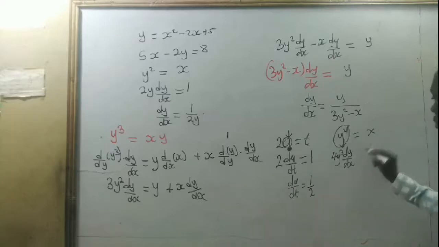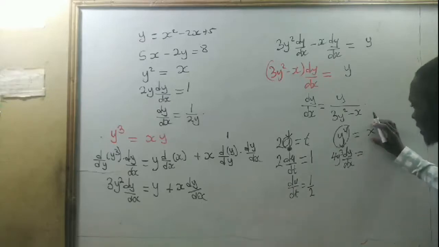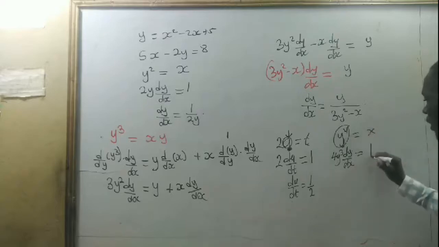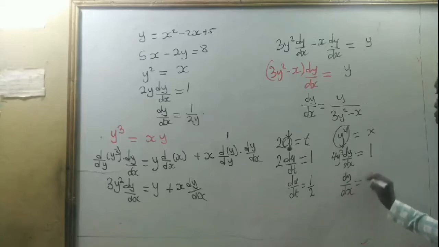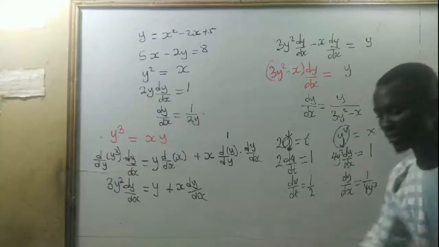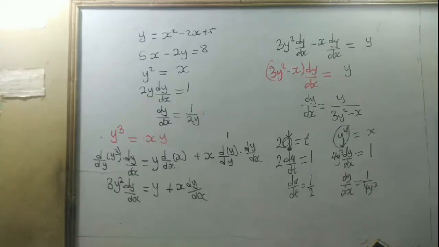So here, if you are to continue on this, if we differentiate x with respect to x, you get 1. And we divide both sides by 4y cubed to get dy/dx to be equal to 1 on 4y cubed. Now let us do more difficult examples.